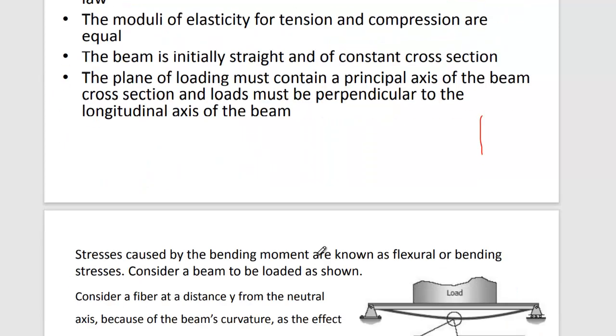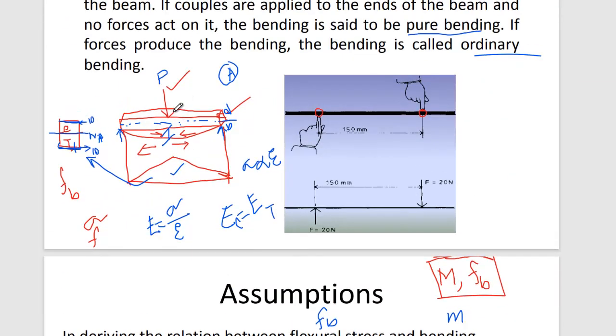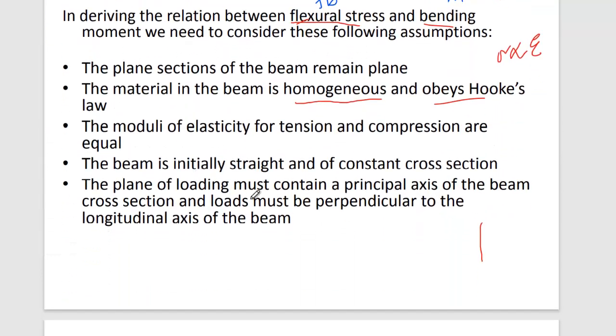Yes, sir. So what was I discussing? This one. The load must be perpendicular with respect to the longitudinal axis or the principal axis, which develops the flexure, which develops the bending. So this is the assumption. These are the assumptions.